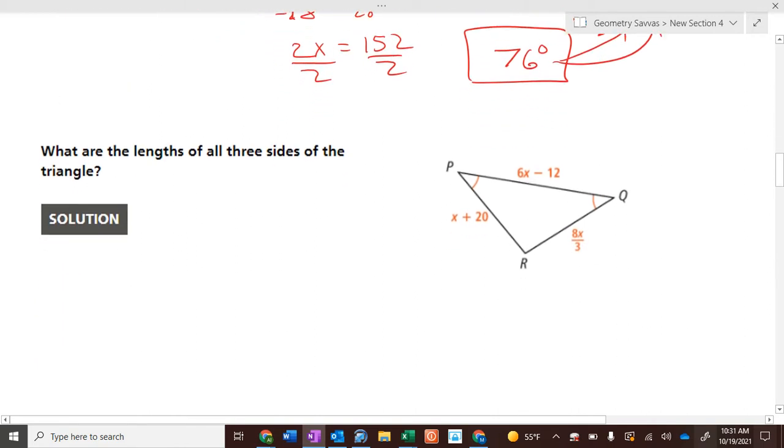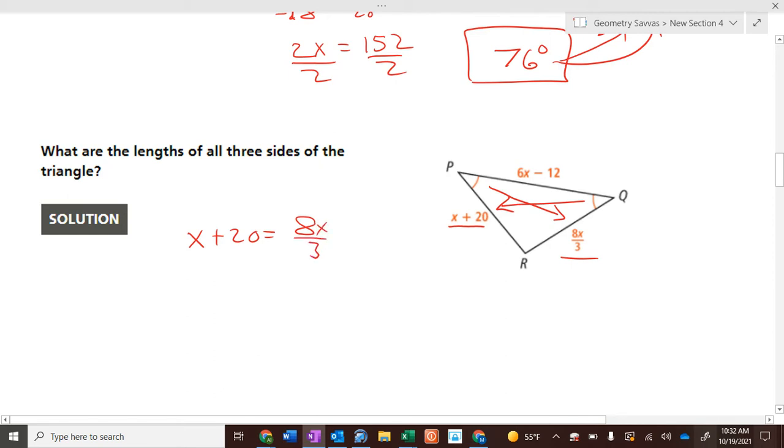Okay, it says, what are the lengths of all three sides of the triangle? Are all three sides congruent? No, not all three. So which sides are congruent? Is it the x plus 20 and 6x minus 12? No. Is it the x plus 20 and 8x over 3? Yes. So those two are congruent because the opposite sides of the congruent angles are congruent. So you got to know which sides are congruent, Mia.